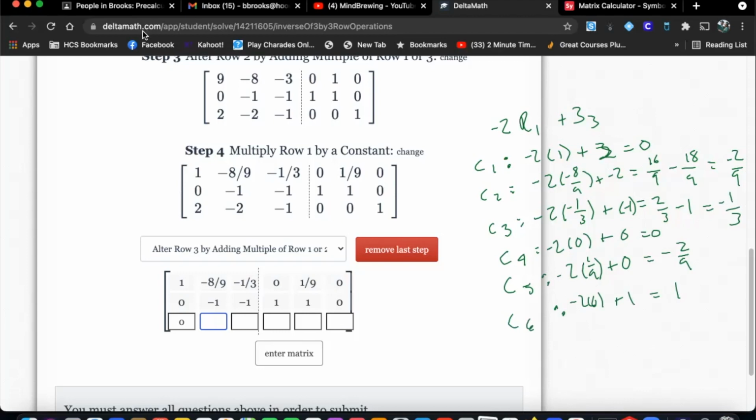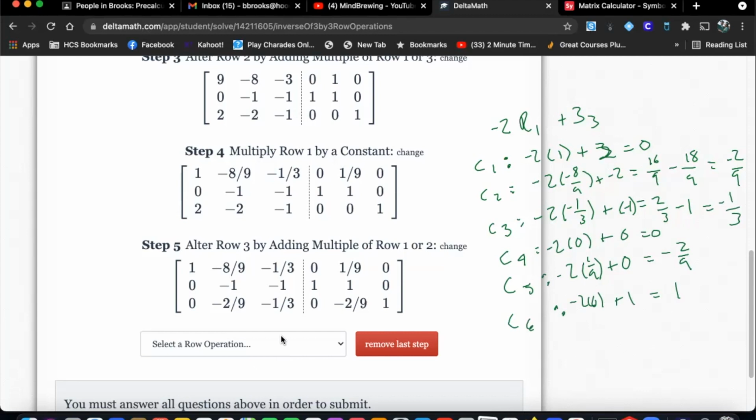And let's put everything in. So we got 1, -2/9. Hopefully, -1/3. 0, -2/9, and 1. Okay.